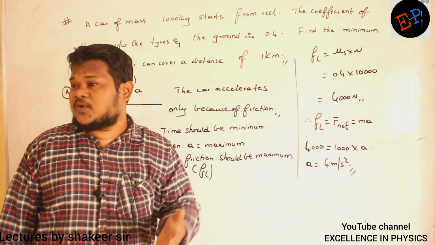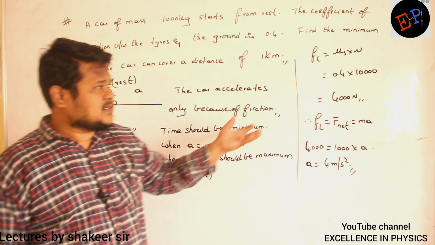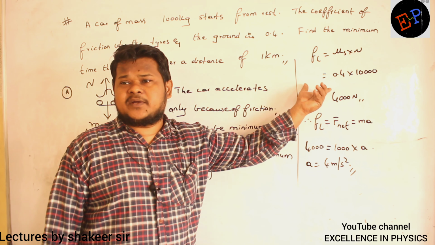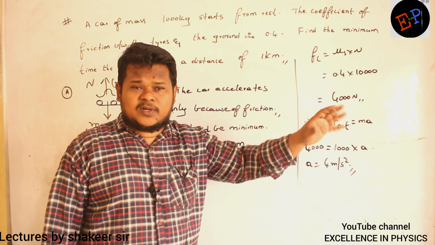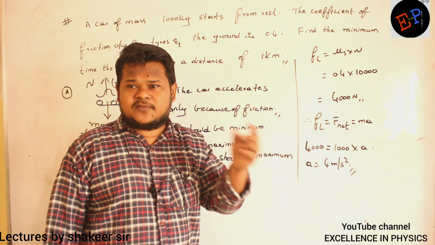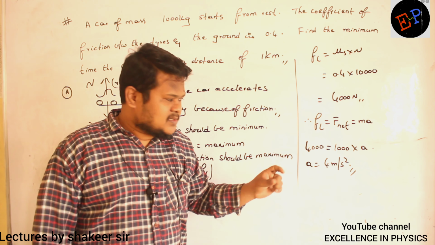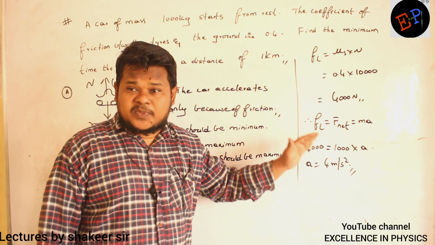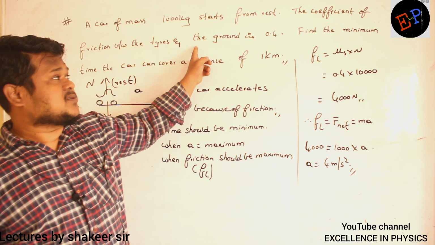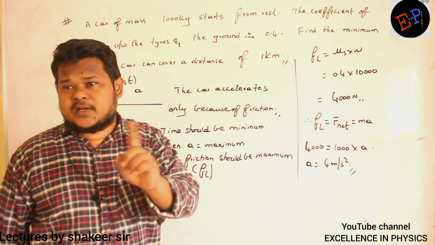depending on what? Friction. And friction cannot be unlimited. Friction always has only a certain value, limiting friction. And who is responsible for accelerating this car? Only friction. Are you able to understand? Friction is always limited. So acceleration is also limited. So more than this acceleration, for this particular mass of the car and this coefficient of friction, car cannot accelerate.